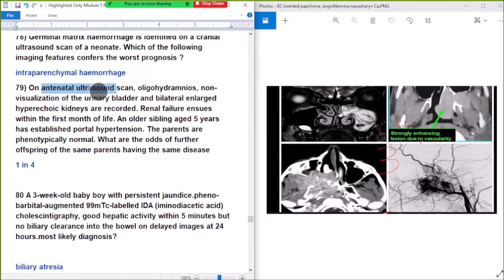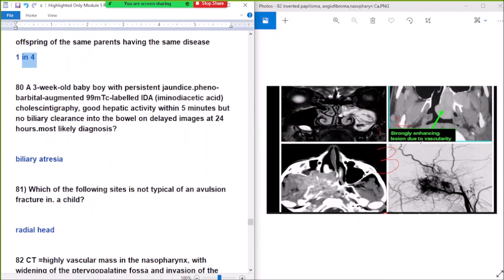Question 79. On antenatal ultrasound scan, there is oligohydramnios, a non-visualized urinary bladder, and bilateral enlarged hyperechoic kidneys, with renal failure in the first month of life. An older sibling aged 5 years has established portal hypertension. Parents are phenotypically normal. What are the odds of further offspring of the same parents having the same disease? 1 in 4. Let's memorize these incidences and odds for MCQs. The patient has bilateral enlarged hyperechoic kidneys and renal failure within the first month of life, and the odds of further offspring having the same disease are 1 in 4.